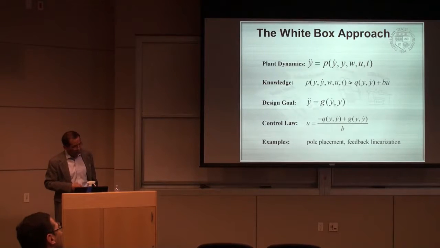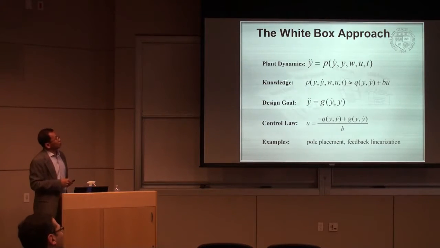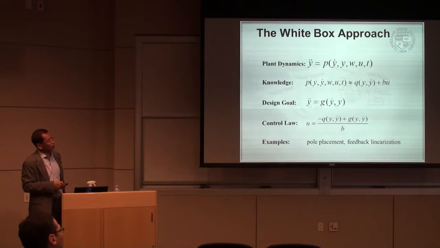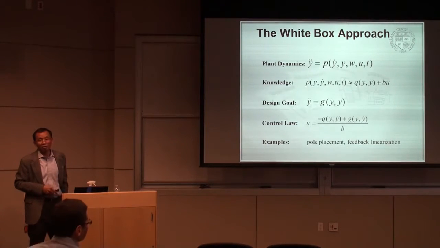In the white box approach, you model it. You find the mathematical expression of this, and you find the mathematical expression of what you want. And you use a control law to get rid of what you don't want and get what you want. And that's the basis, that's the idea behind pole placement, feedback linearization.